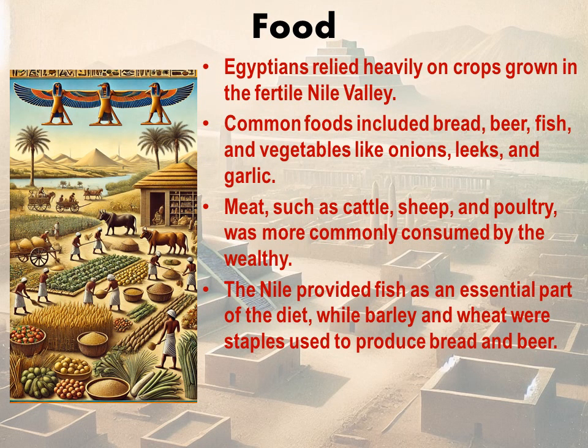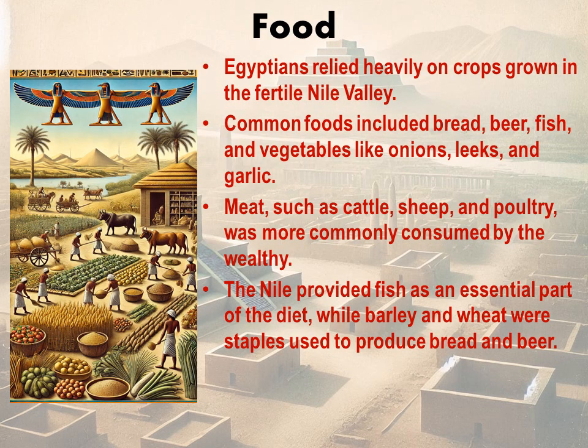The Nile provided fish as an essential part of the diet. So all the fish which the Egyptians consumed was from the river Nile, and that was an essential part of the diet. While wheat and barley were staples used to produce bread and beer.